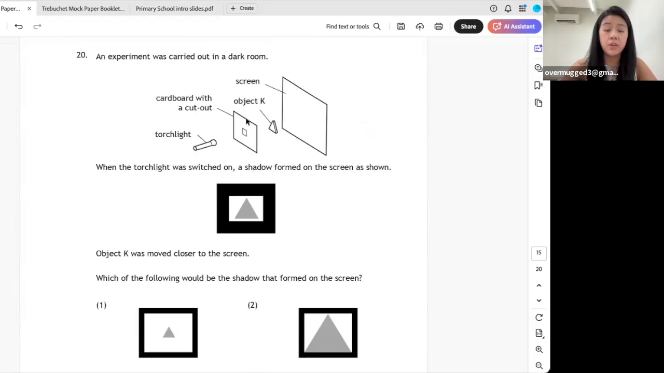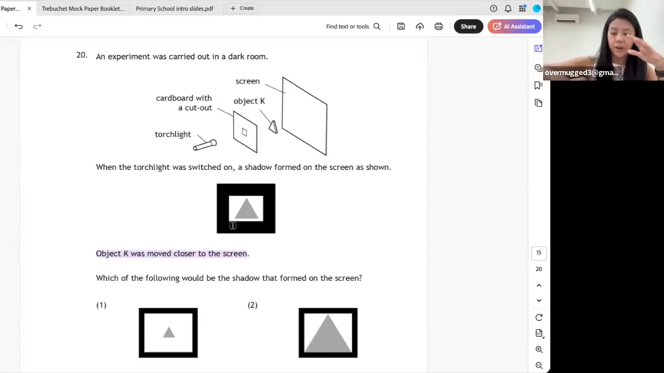We've got these objects here, cardboard with a cutout, object K. When the light was switched on, a shadow was formed on the screen as shown. Okay, the important thing is when object K was moved closer to the screen. So you can do a quick experiment with yourself now.